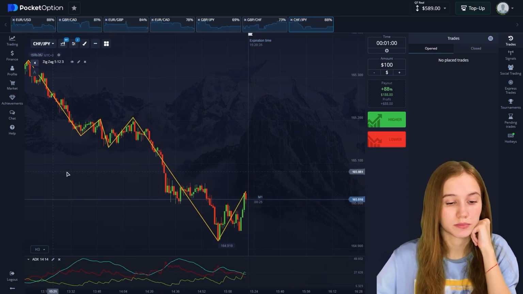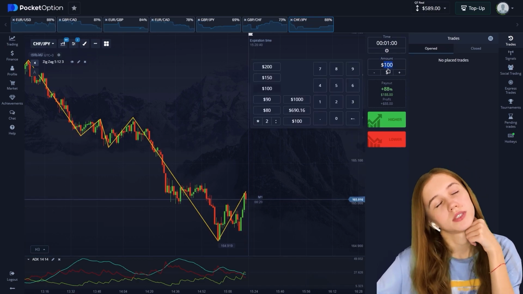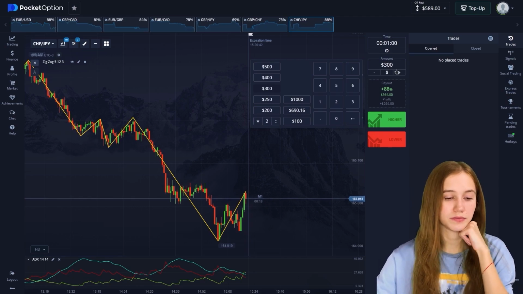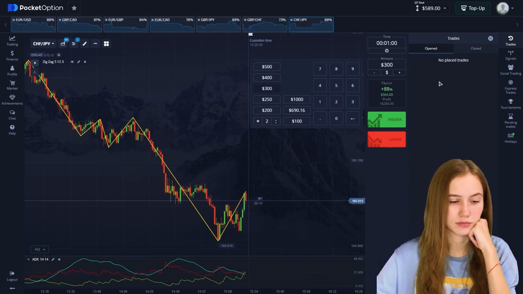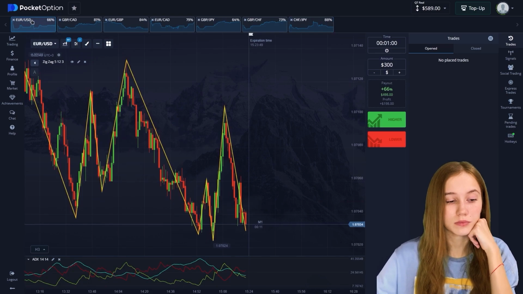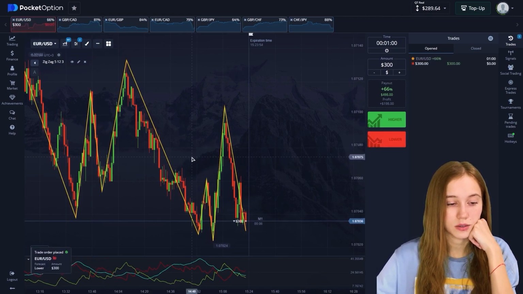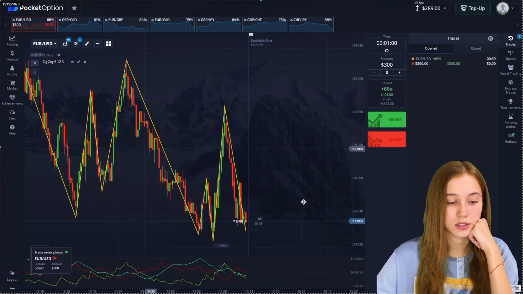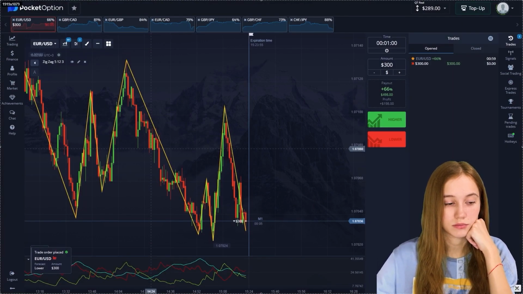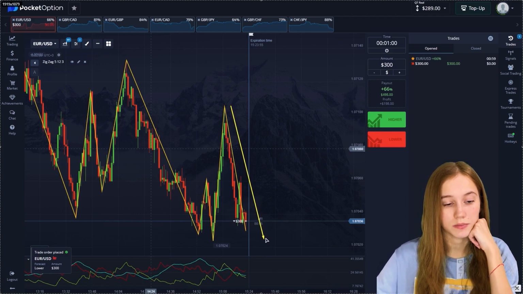So let's move on. Let's set the deal amount to $300 and let's move on to the first concept. Let's go in circles. Our first deal, so on this concept, let's open down. Chart is going down, downtrend we see.